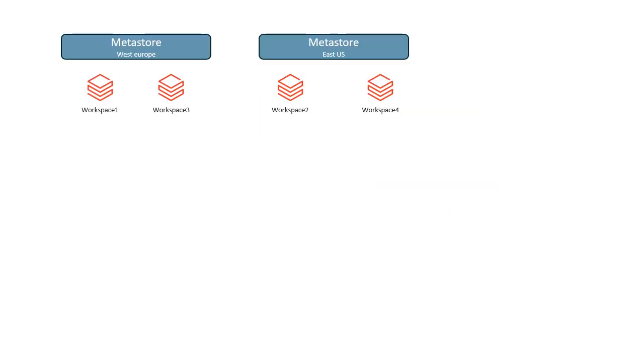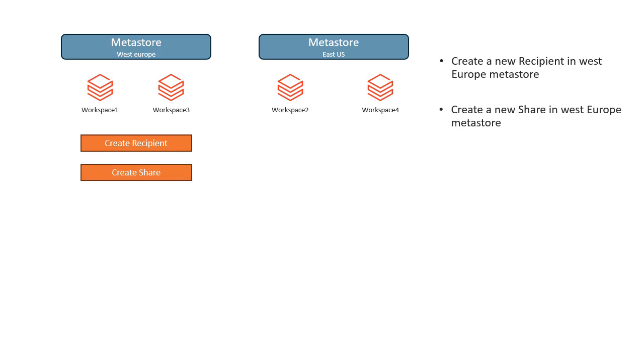Getting into more detail of the steps that we need to follow, first, we are going to create a recipient in the West Europe metastore, pointing to the East US metastore, which is the one expecting to read the data. Second, we need to create a share in which we are going to specify what we want to share, what tables, what databases, whatever. And third, we are going to create a catalog in the East US metastore using the previously created share. With that, we should be ready to start exploring the data.